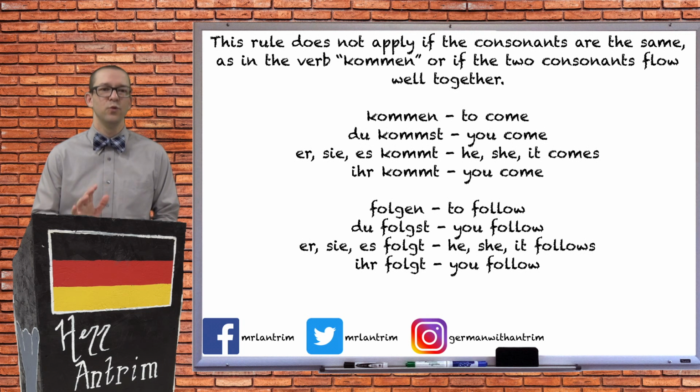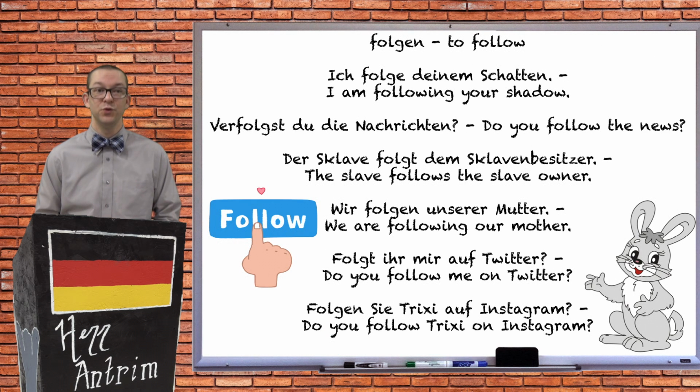To be clear, this rule does not apply when you have two of the same consonants together, as we saw in the verb kommen, or if you have two consonants that flow together. This includes the verb folgen, which has two consonants, L and G, which are next to each other, but because they flow together when you say them, you don't need to separate the stem and the verb ending with the extra E. Folgen, to follow. Ich folge deinem Schatten. I am following your shadow. Verfolgst du die Nachrichten? Do you follow the news?